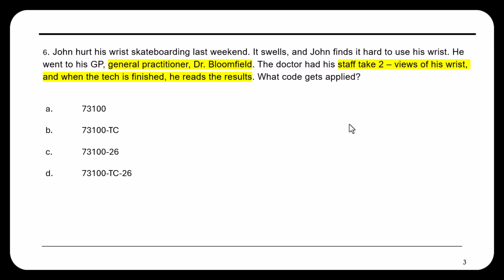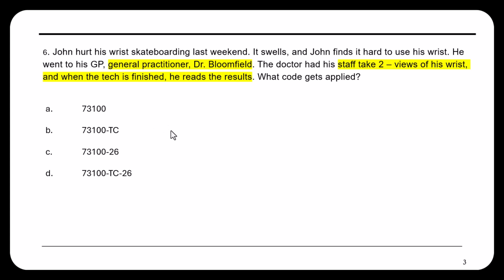The TC means technical component, and that means that somebody took an X-ray. In this case, his staff took 2 views. And then the 26 refers to professional services. That's when a doctor comes in and reads the X-ray. Guess what? That's all you need to fully perform an X-ray. Somebody to take it, somebody to read it. So we have B and C.